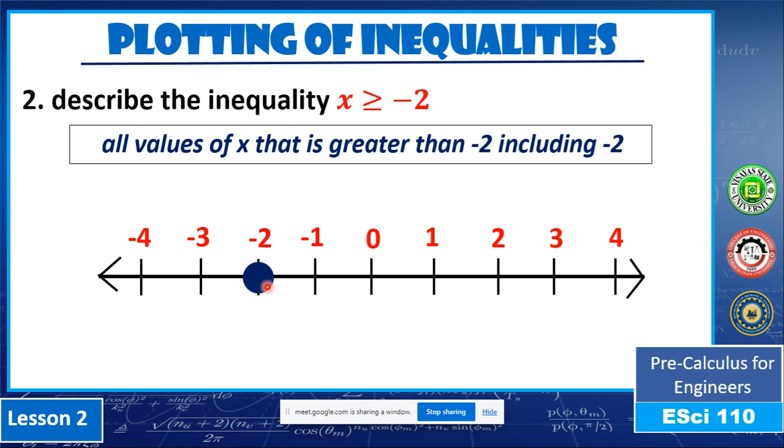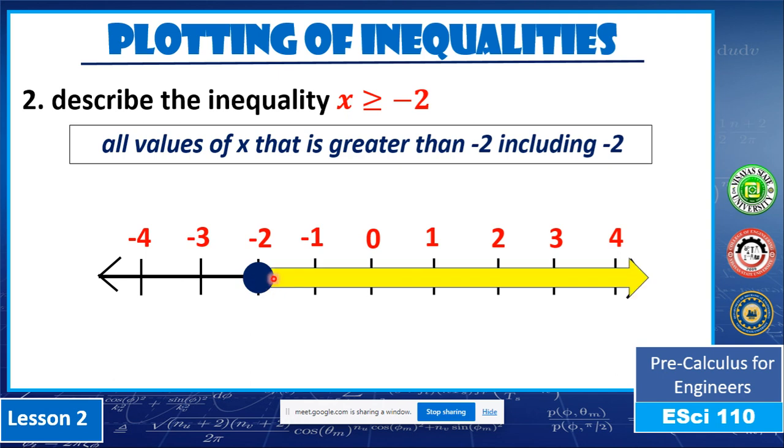Then after that, since it says greater than, what are the numbers that are greater than -2? Of course, it will go towards the positive infinity side, as represented by this yellow arrow. So it goes to positive infinity.